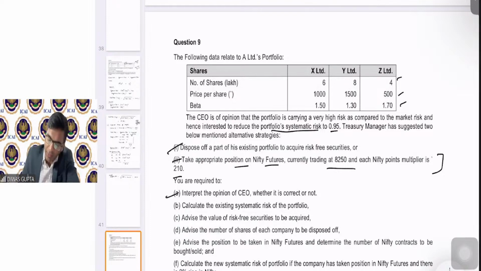You're required to interpret the opinion of CEO whether it is correct or not. So first of all, what is the opinion of CEO? CEO's opinion that the portfolio is carrying a very high risk as compared to the market. So should we see that what is the overall portfolio beta? Then we will come across that, okay, if it is more than one, then the portfolio is actually carrying a very high risk. Okay.